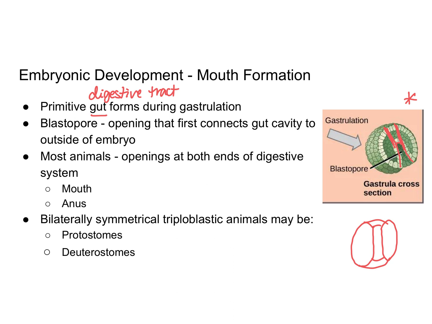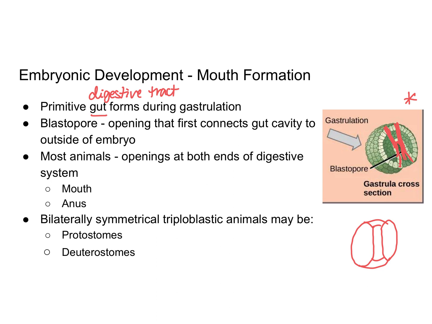So this blastopore is the pinching in part, and it eventually extends all the way to the other end of the structure. So most animals have openings at both ends of the digestive system or the digestive tract. So at one end you have the mouth where the food comes in, and at the other end you have the anus, which is where waste products come out.